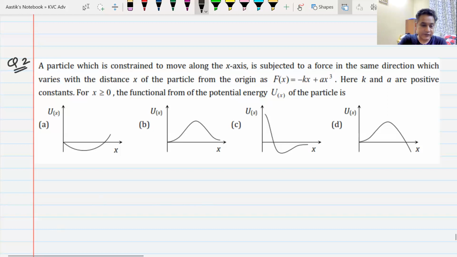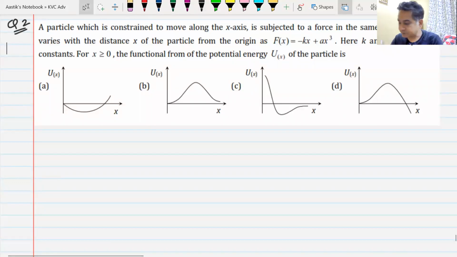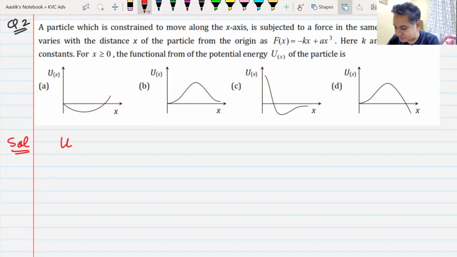The first step, we are going to integrate it and we will get u as a function of x. What is the value of u as a function of x? Tell me. Ax square by 2 minus Ax power 4 by 4.